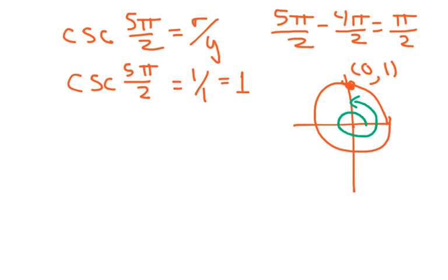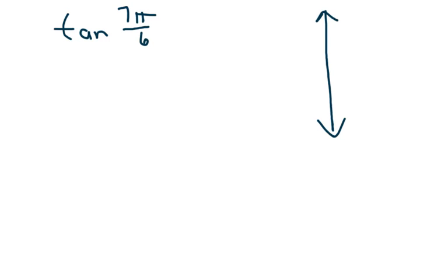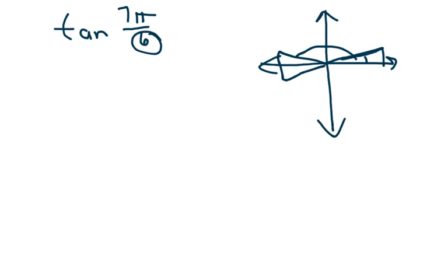Is there any other interesting ones here? How about tan of 7 pi over 6? We'll do one more. I know 7 pi over 6 is in quadrant 3. If there's a 6 in the denominator, that should be a 30-degree one. So this is pi over 6, 5 pi over 6, if you do the angles here. And this would be the 7 pi over 6 one.